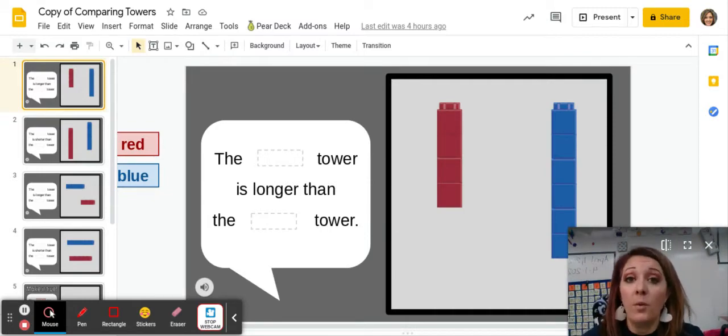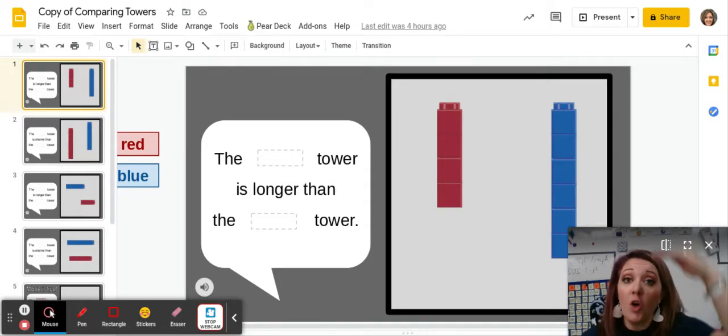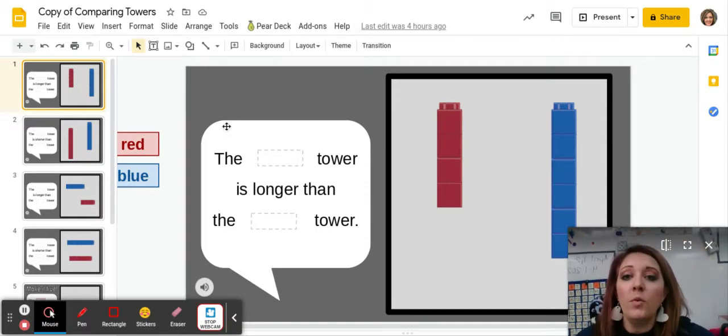So, I have some towers here built with cubes. I have red and blue cubes. And we are going to decide which tower is taller and which tower is shorter than the other. So, over here I have the sentence: the blank tower is longer or taller than the blank tower.